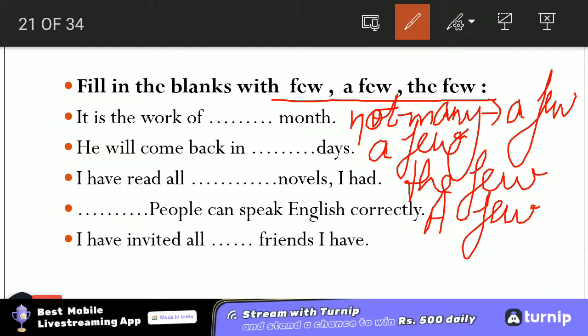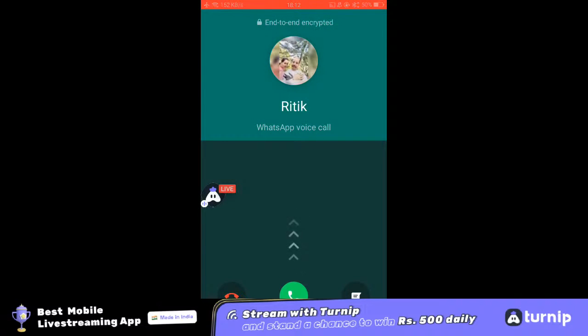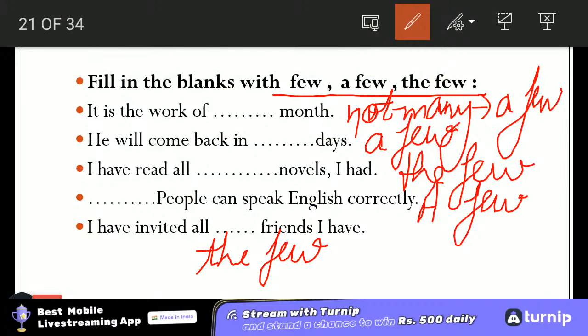Next, I have invited all dash friends I have. अब जितने भी थे उसके all of them, उन्होंने सबको बुला लिया. So I have invited all the few friends I have. जो भी मेरे friends थे, मैंने उनको बुला लिया.